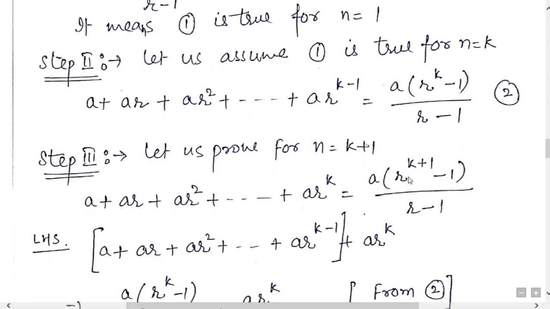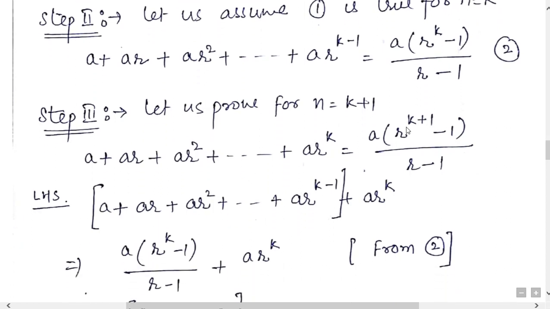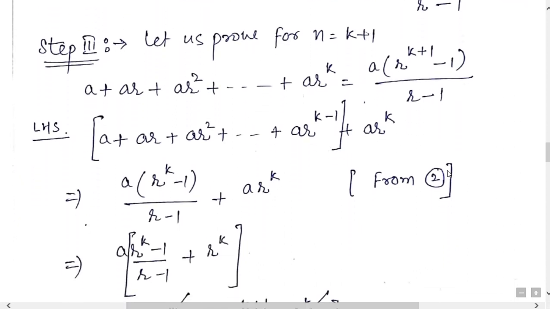Second step is easier step. N is equal to k. You have to insert only or replace n by k in the statement, nothing else. Then write n is equal to k plus 1. Clearly the value is a r raised to power k, and a r raised to power k plus 1 minus 1 divided by r minus 1. Then write the second last term and then insert the value a into r raised to power k minus 1 divided by r minus 1.